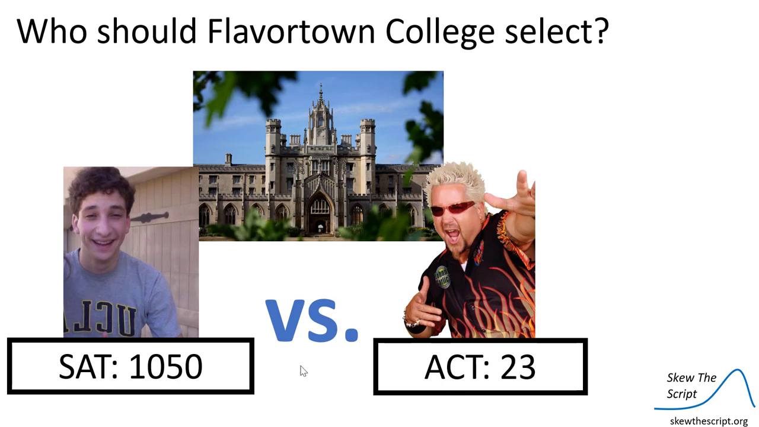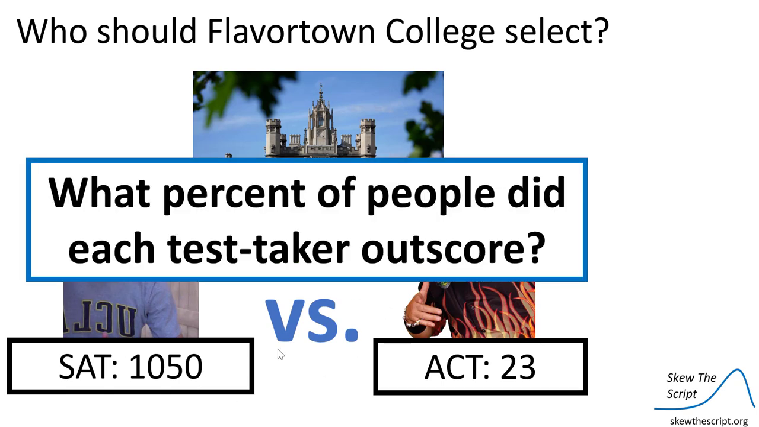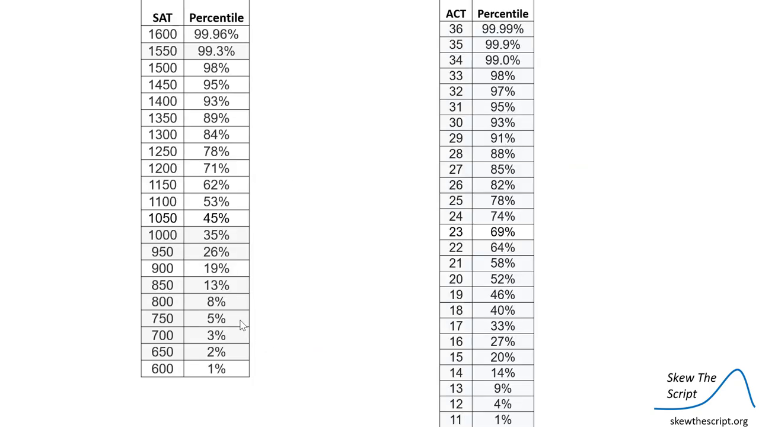So who should we select? Let's first look at what percent of people each taker outscored. So where do they lie? Because each of these tests has different elements.